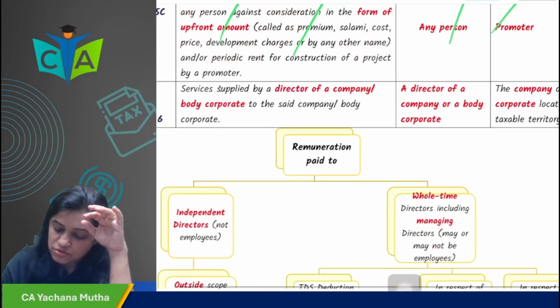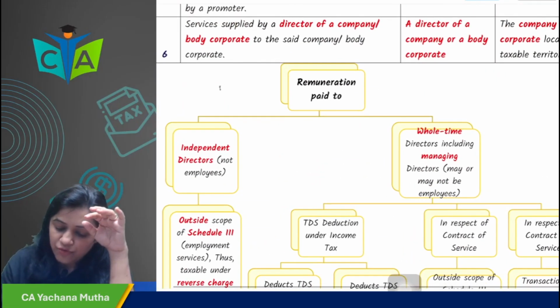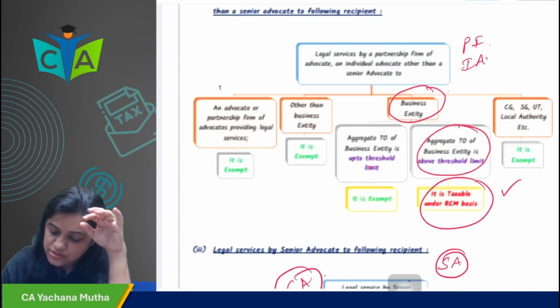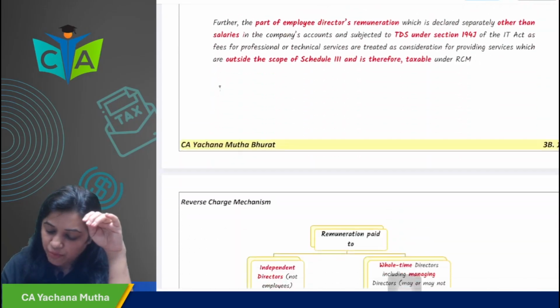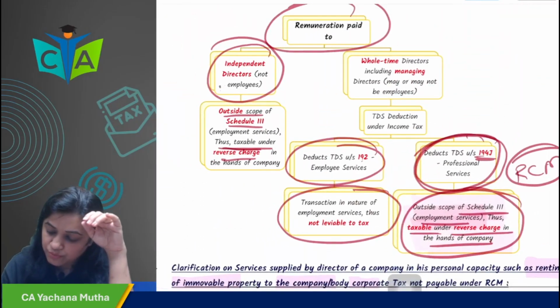This is not required. Next, director of a company. So we'll see it from the main book diagram. Very simplified and very important, undoubtedly, from exam point of view.